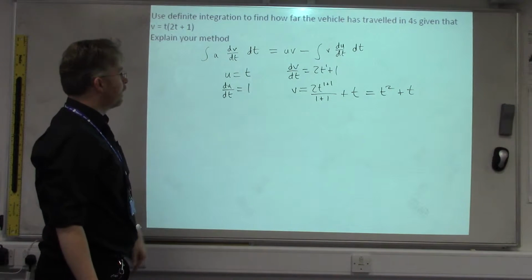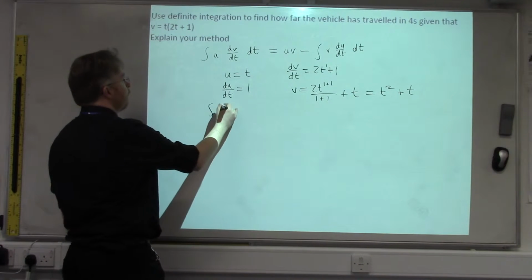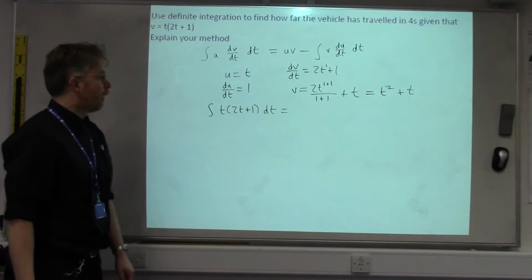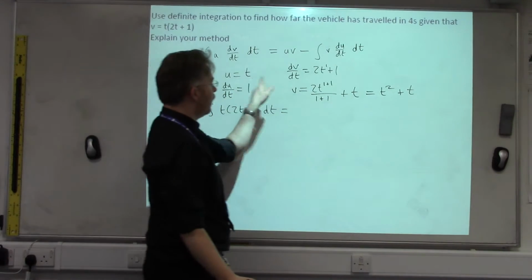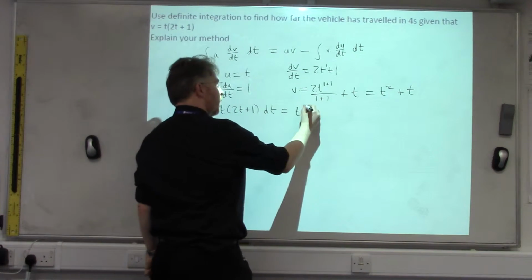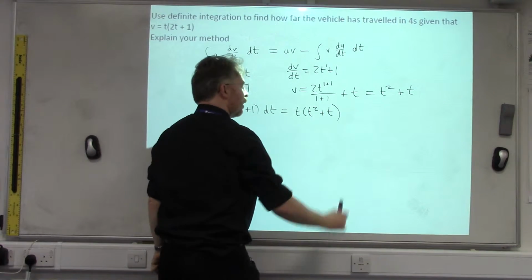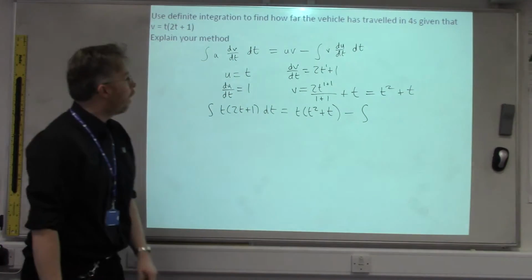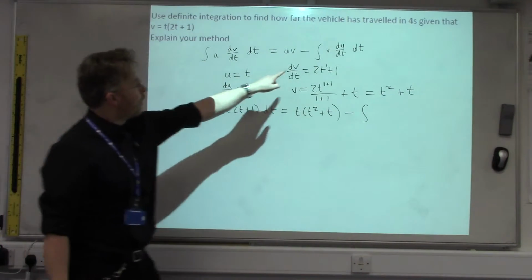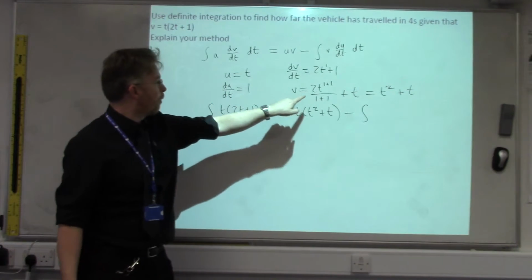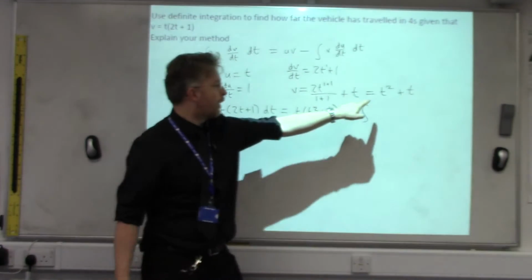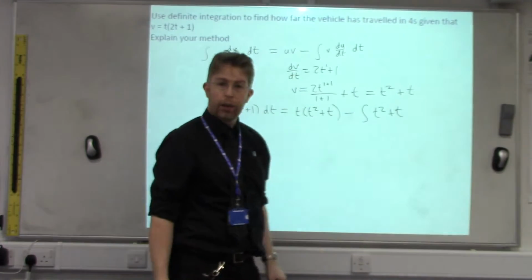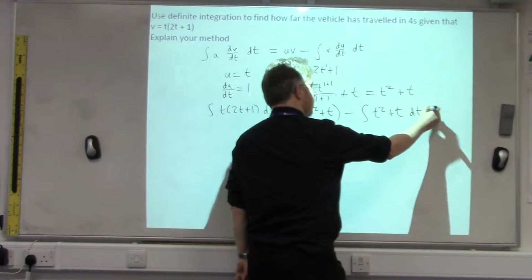So then we plug that into the formula. So the integral of t times (2t plus 1) dt equals u times v. So t times (t squared plus t) minus the integral of v times du/dt. So we need to multiply 1 by the t squared plus t. Well, we times it by 1, we just get t squared plus t dt.